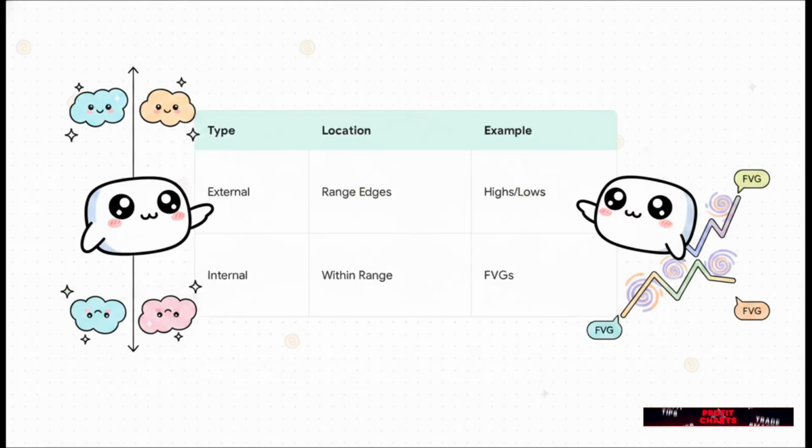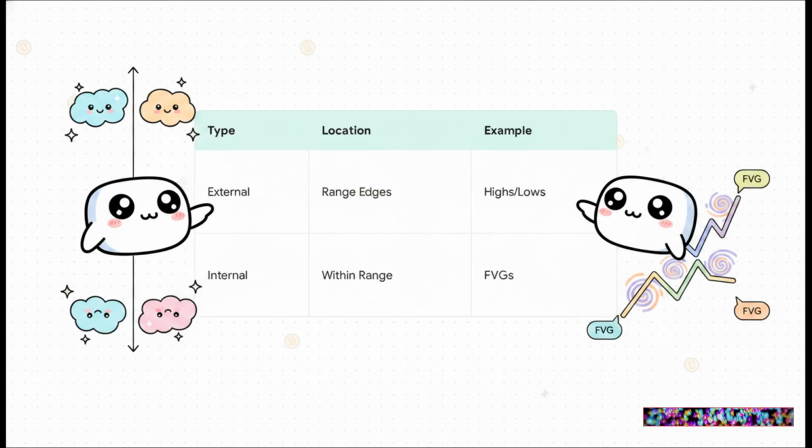To map this effectively, you have to define your trading range before you analyze anything else. This helps you identify two completely distinct types of liquidity. On one side, we have external liquidity. These are your obvious range highs and range lows, the main swing points where those large stop-loss pools reside.